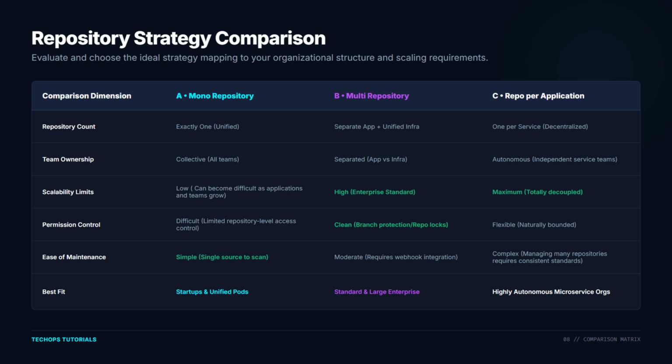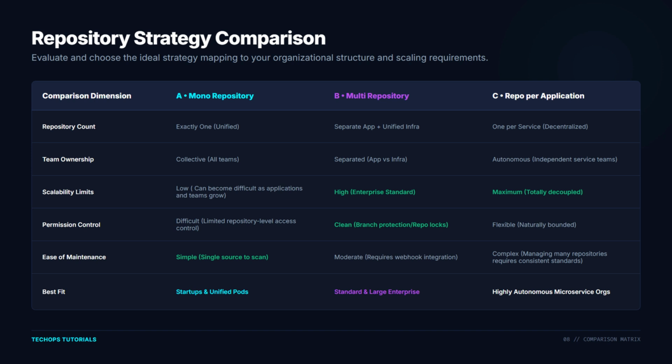We have now looked at all three repository strategies individually. Let's compare them side by side. A mono repository uses a single Git repository for everything. It's simple to manage and works well for small teams or organizations with fewer applications. A multi-repository separates application and platform resources into different repositories. This provides better organization and is a common choice for growing teams and enterprise environments.